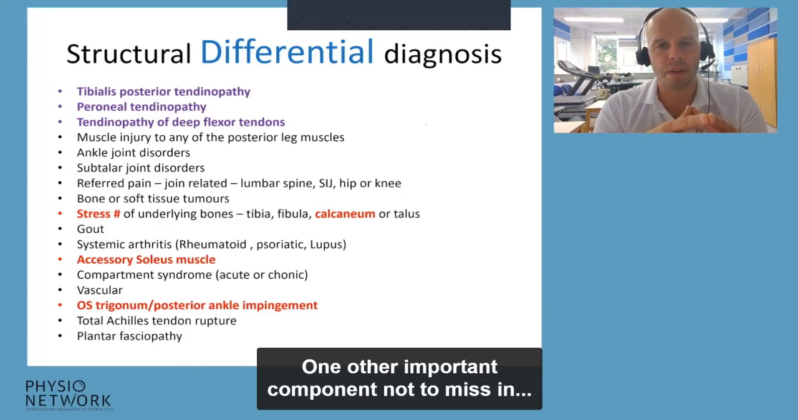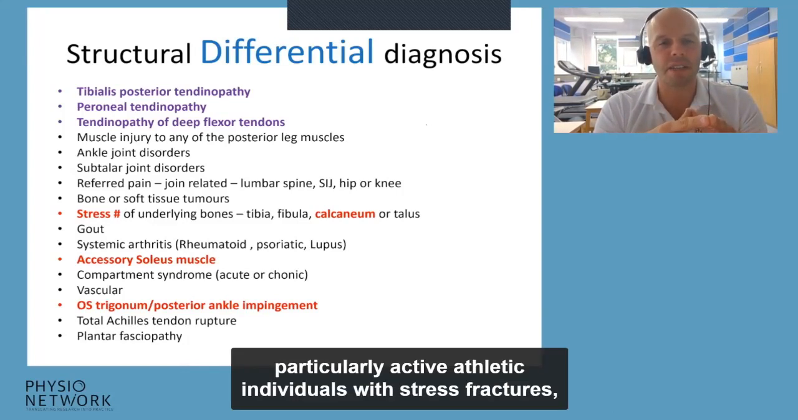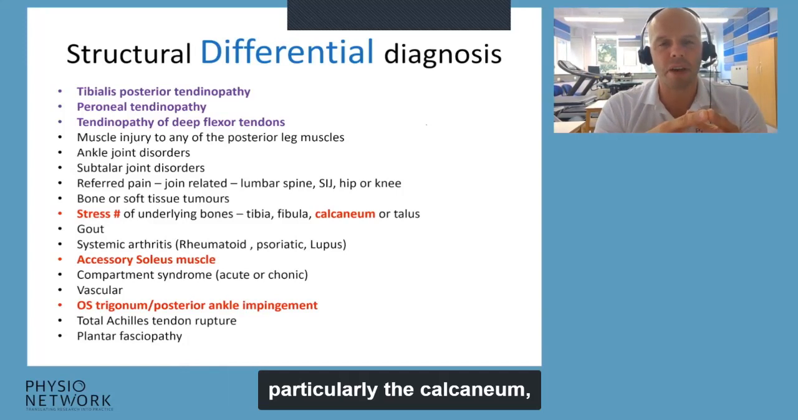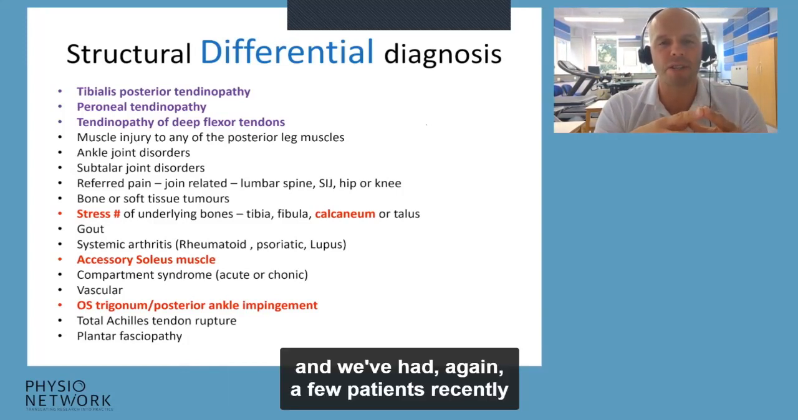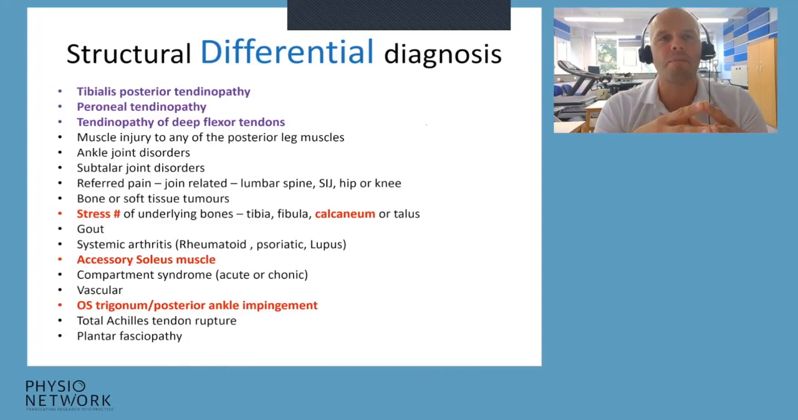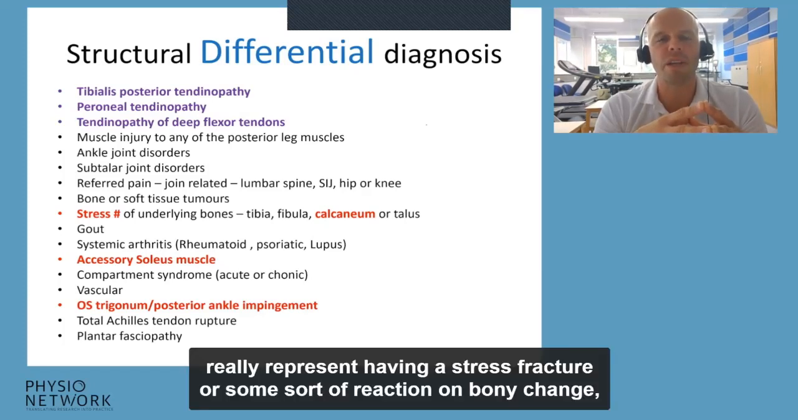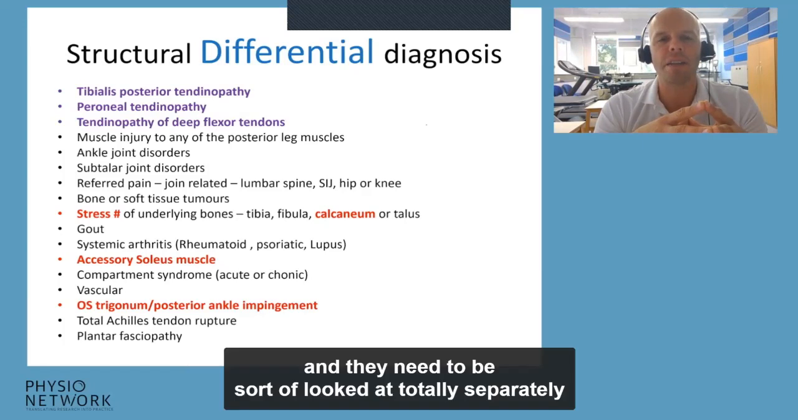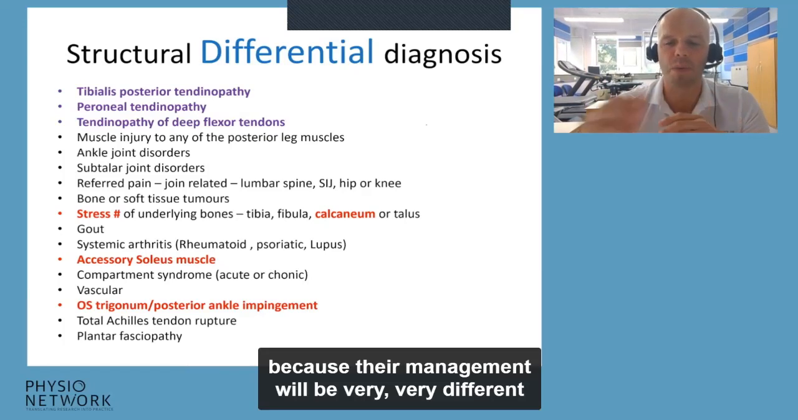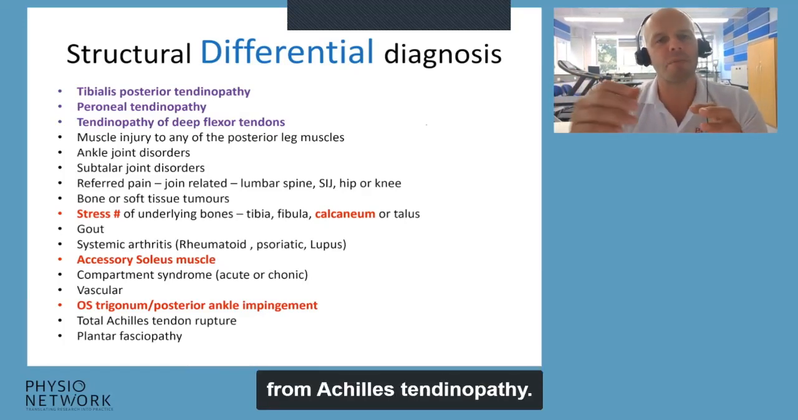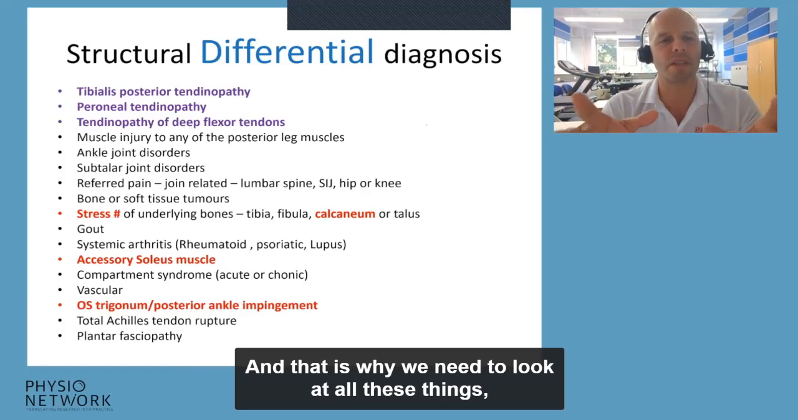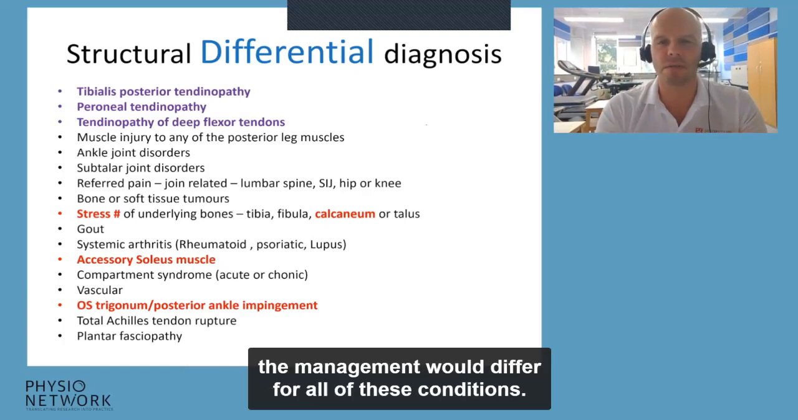One other important component not to miss, particularly in active athletic individuals, is stress fractures, particularly of the calcaneum. And we've had, again, a few patients recently who have bony tenderness of the calcaneum with some anomalies in the calcaneum that probably represent a stress fracture or some sort of reaction or bony change, and they need to be looked at totally separately because their management will be very, very different from Achilles tendinopathy. And that is why we need to look at all these things. The management will differ for all of these conditions.